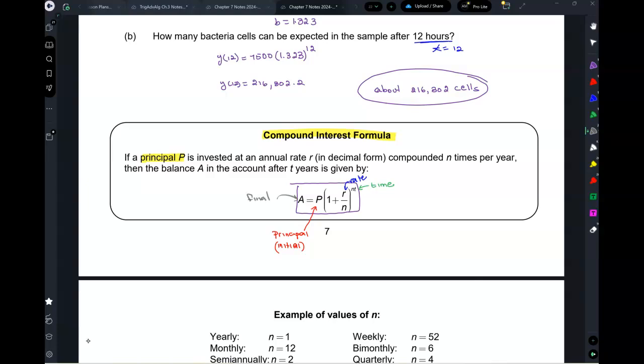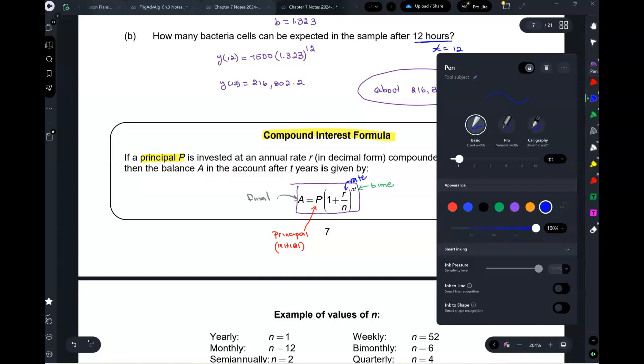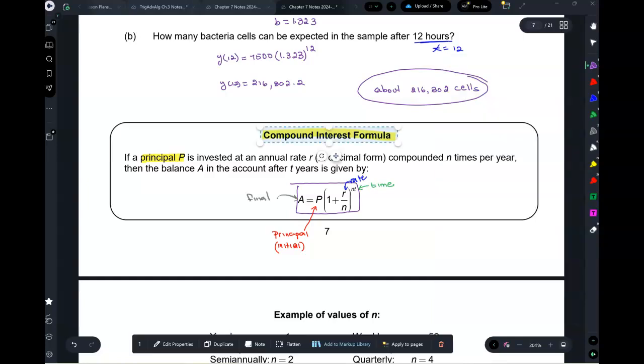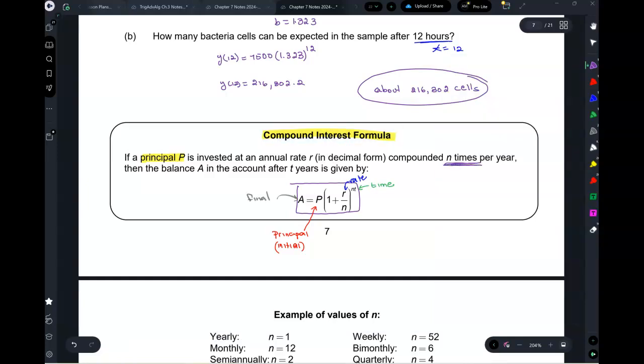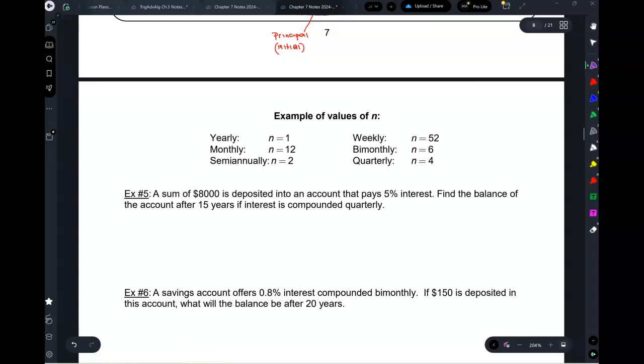N is the number of times you are paid per year, right? So let me say that again. N is the number of times you are paid per year. So let's talk about some examples of N. If you are paid interest yearly, then every year that happens one time, N equals 1. If you are paid monthly, that's 12 times a year, so N equals 12.